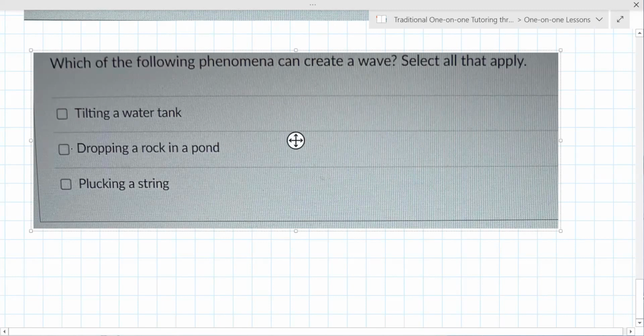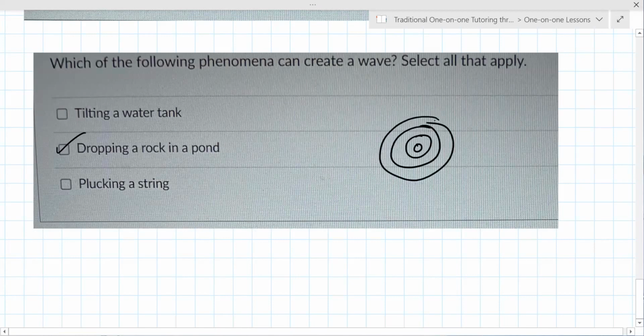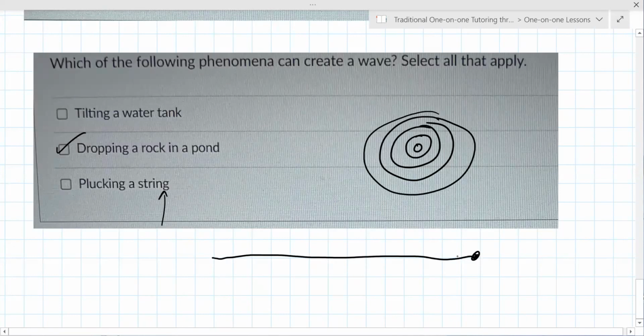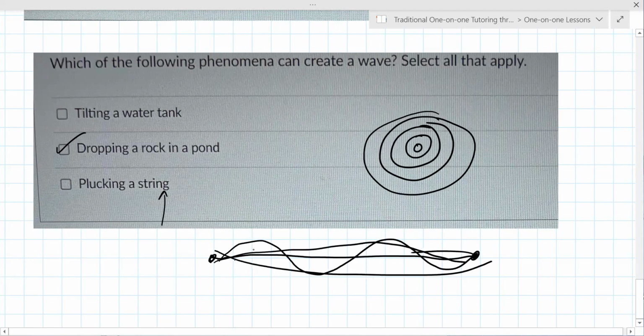You've probably done number 2. When you drop a rock or throw one, you can see the ripples going out. The string's a little harder. Maybe you've played a string instrument, and if you pluck it, you get these oscillations. They're hard to see. Sometimes it just looks like the thing is bouncing up and down, but there are actually these little waves on there.